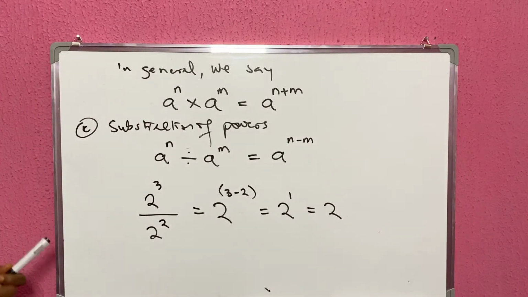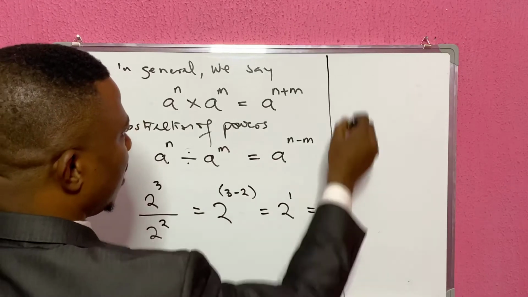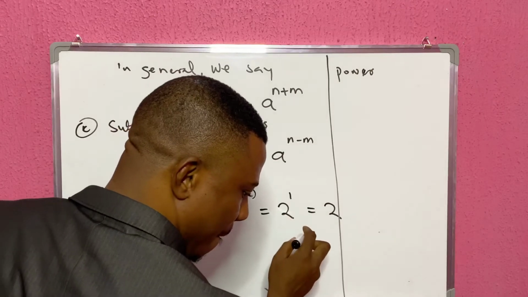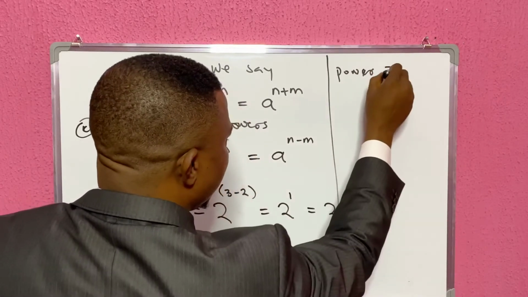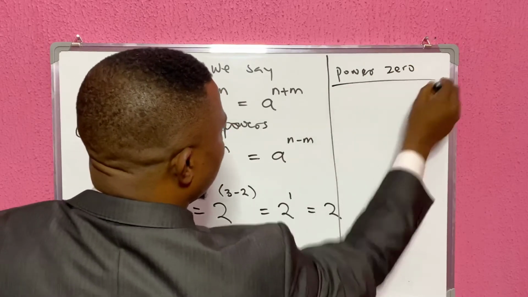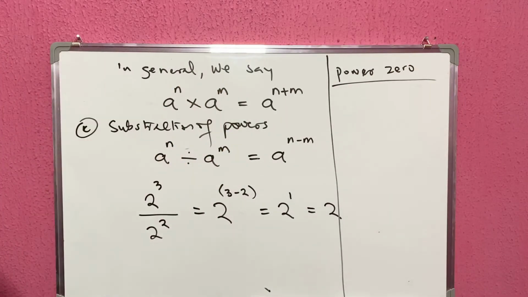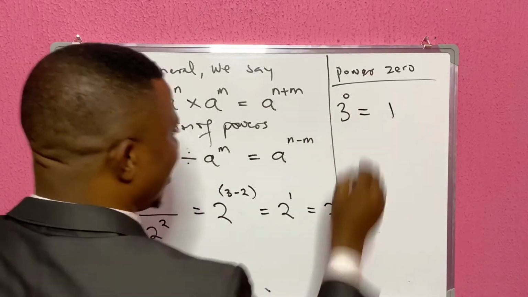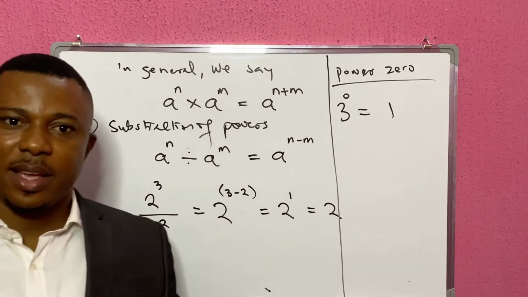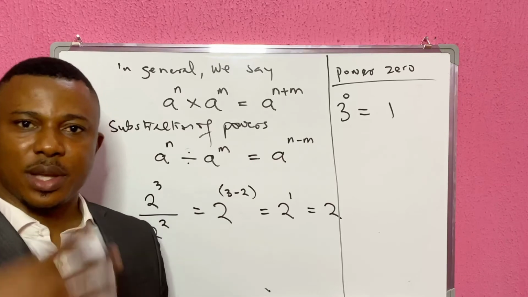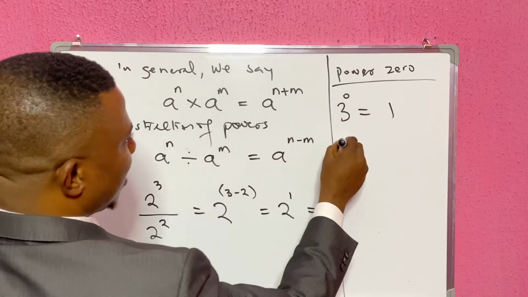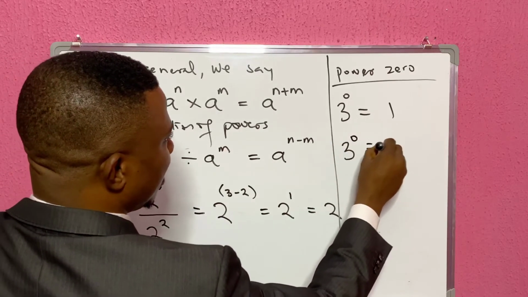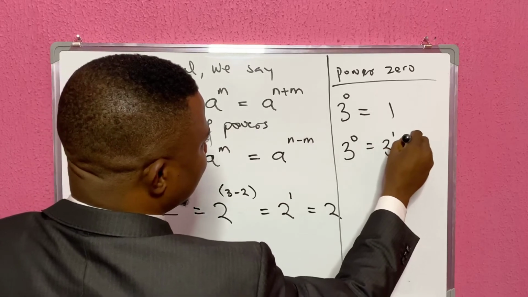So, let's look at power 0. The power is 0. If you say 3 raised to the power 0, this will give us 1. Any whole number, any integer raised to the power of 0 is 1. This is because 3 power 0 means 3 power 1 minus 3 power 1.